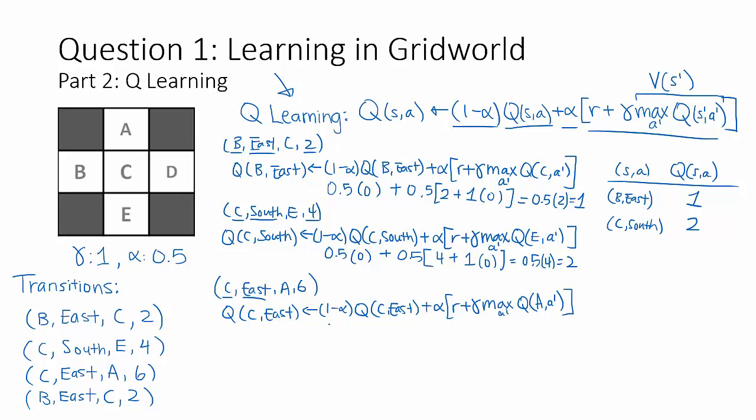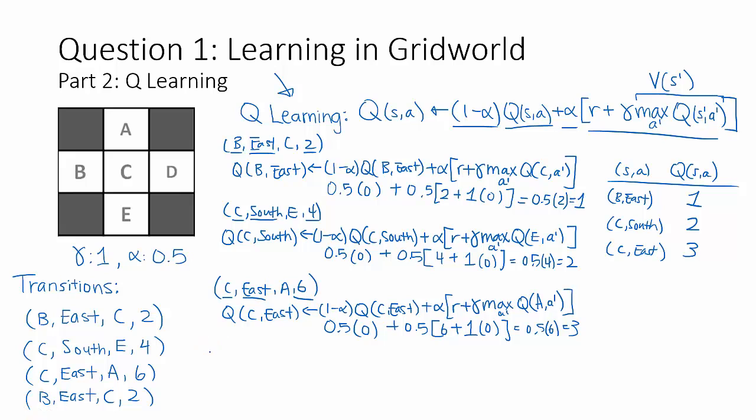Okay, so we put in values here, 1 minus alpha is 0.5. Q of C east. Well, we don't have an entry for C east here. We do have an entry for C south, but those are two different entries, so we can't use this value. So the value for Q of C east is going to be 0, plus alpha, that's 0.5, times the reward. The reward for this transition is 6, plus gamma, that's 1, and then a max over all Q states starting from A. Well, we don't have any entries that have state A in this table here, so the value is 0. Simplifying this becomes 0.5 times 6, which is equal to 3. And so we create a new entry, C east, and we set its Q value to 3.